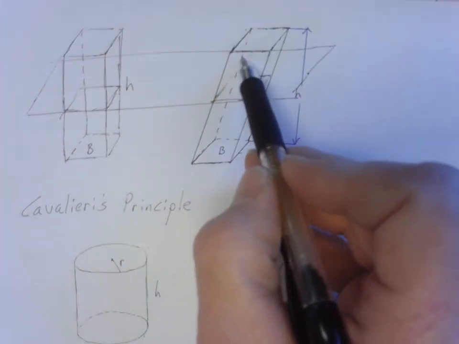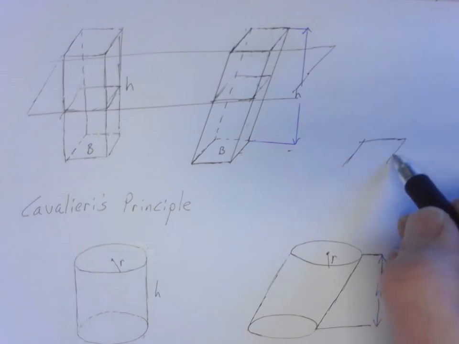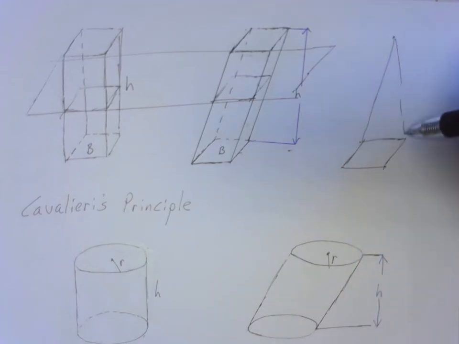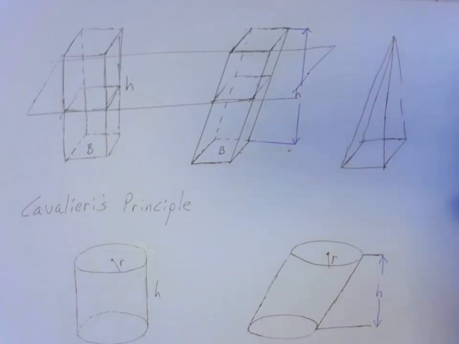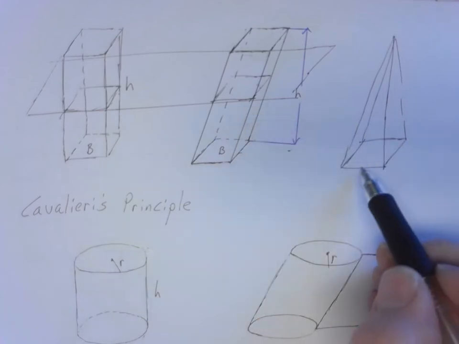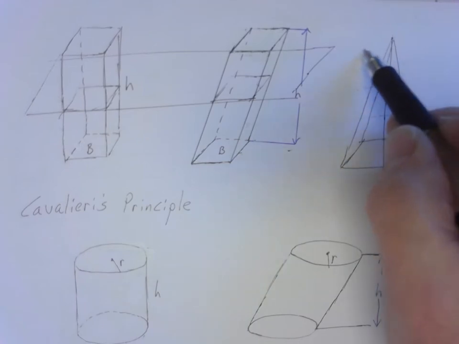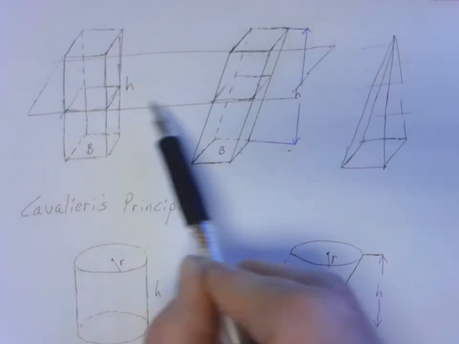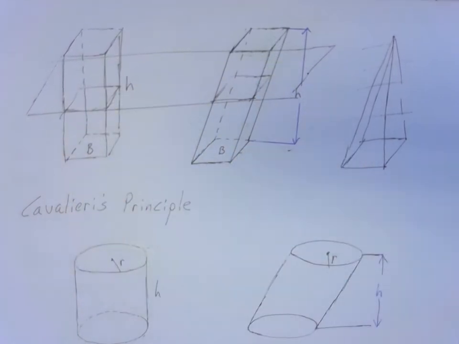Now the cross-section has to be the same all the way up, so I couldn't have something, say, that came to a point. We're going to talk about these type of objects later. But you can see this one might have the same cross-sectional area at the base, but not at every single level. Its cross-sectional area changes. So these have the same cross-sectional area at each level, all the way from the top to the bottom, and they have the same height. So therefore, they're going to have the same volume.